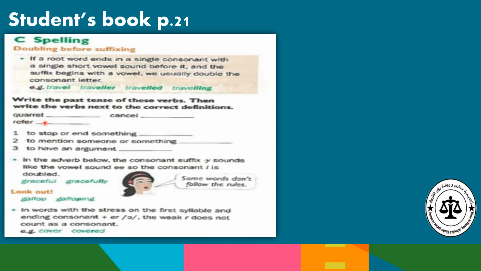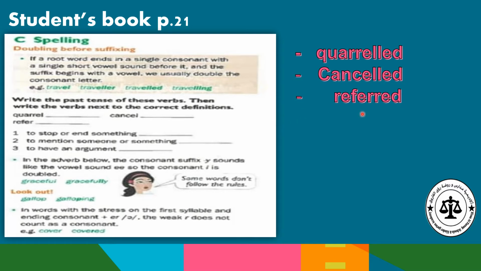The first verb becomes labeled. Excellent. We double the letter L, then we add the ed, this suffix. Cancel becomes cancelled. Refer, referred, as we see here.